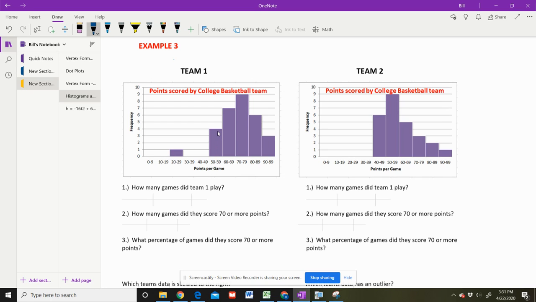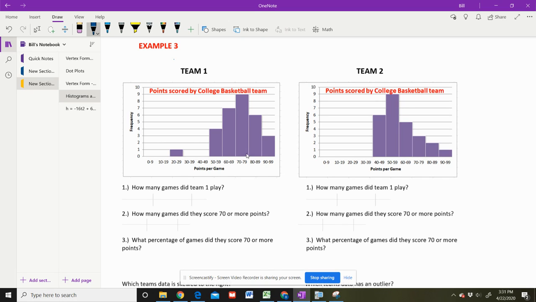They had 4 games where they scored between 50 to 59 points. They had 7 games, right? The height of this is 7. So 7 games where they scored between 60 and 69 points. 9 games where they scored between 70 and 79. 6 games where they scored between 80 and 89 points. And then 3 games where they scored between 90 and 99.